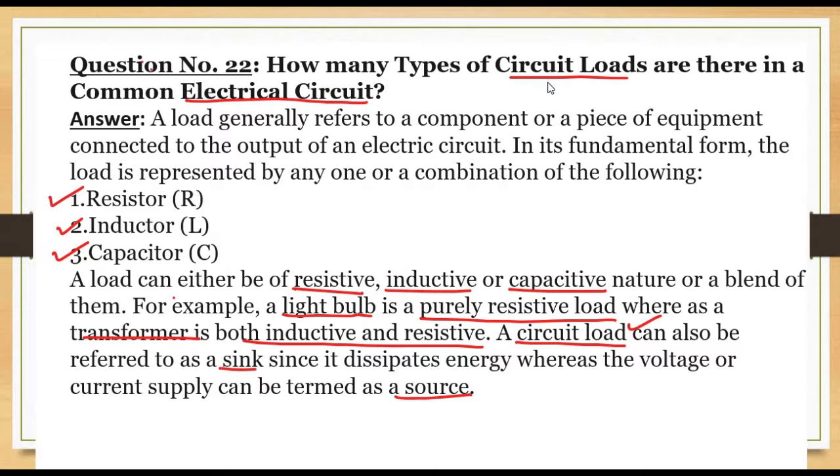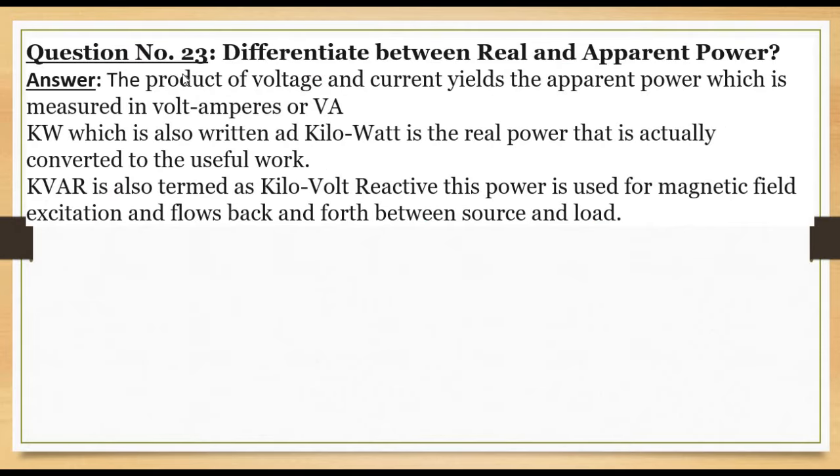So the types of circuit load are resistive, inductive and capacitive. Question number 23 is differentiate between real and apparent power. The product of voltage and current yields the apparent power, which is measured in volt amperes.